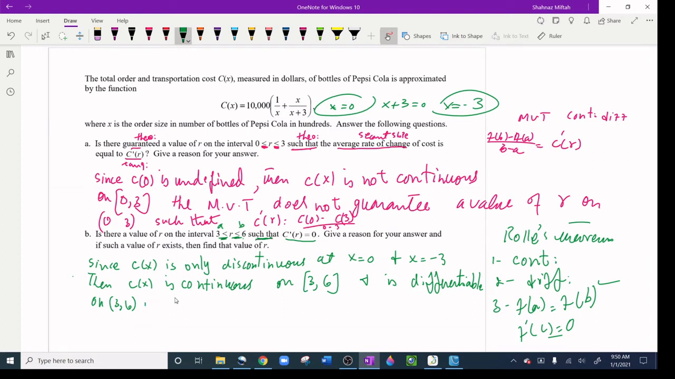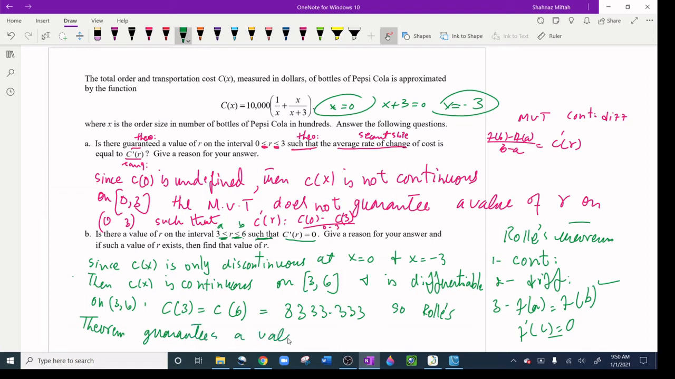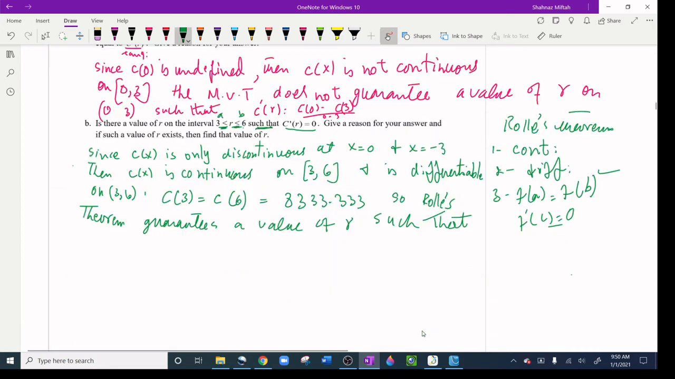What about a and b? I'm going to plug in C of 3 and C of 6. When I plug in the 3 and 6, I'm getting the same number, 833.3333 with decimal places, and you can try that. So it means Rolle's theorem guarantees a value of R such that C prime of R is equal to 0.